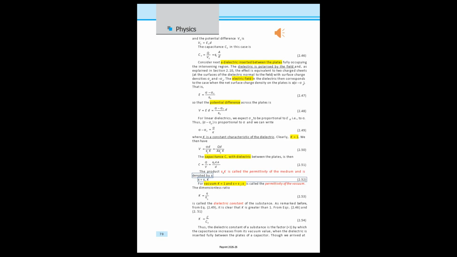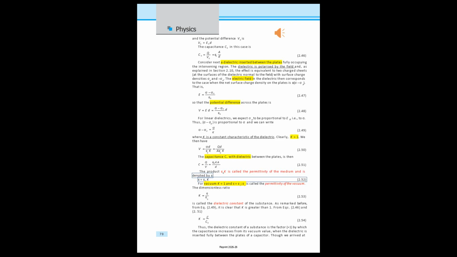The electric field in the dielectric then corresponds to the case when the net surface charge density on the plate is plus or minus sigma minus sigma p. That is, the expression for E is given by E equal to (sigma minus sigma p) by epsilon naught, so that the potential difference across the plates is V equal to E d. That's given by (sigma minus sigma p) d by epsilon naught.